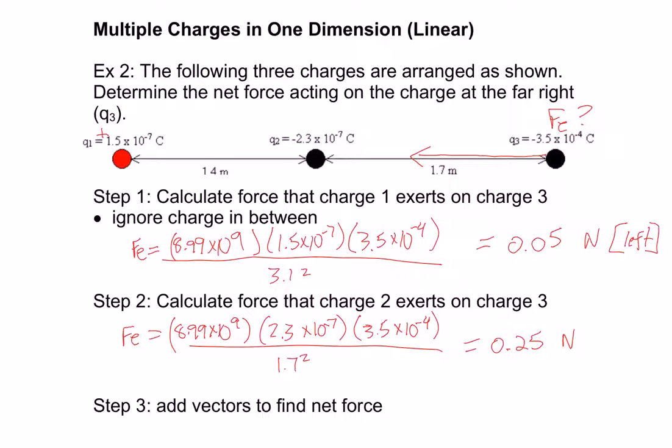Now I'll go back to the question again. They're both negatives, so that means they're going to repel. So that means charge 2 is going to push Q3 away. They're going to repel. So this one will go to the right.